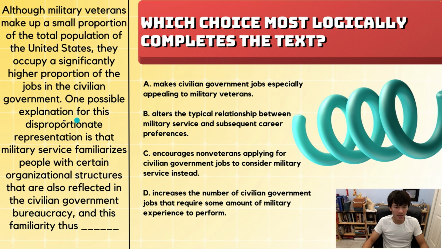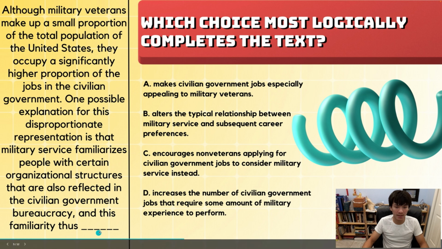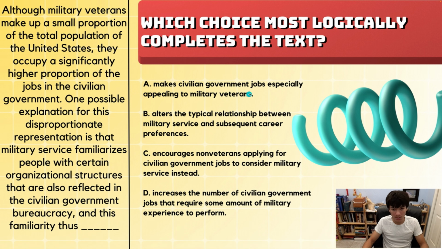This question is talking about explanations for disproportionate representation in the civilian government, and they think it's because certain organizational structures are reflected in the civilian government bureaucracy, and this familiarity thus makes civilian government jobs especially appealing to military veterans. This does logically complete the text. It seems like something you could complete the text with, because they would be familiar with the bureaucracy, and that would make them more open to taking a job that has a familiar structure.